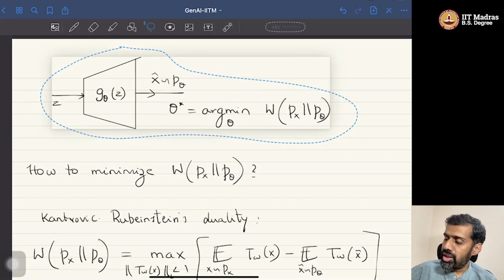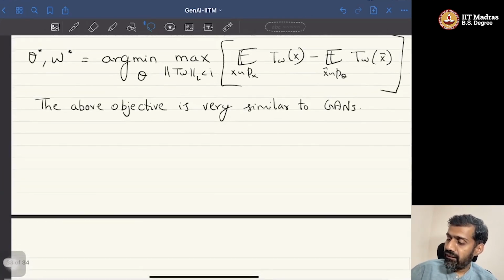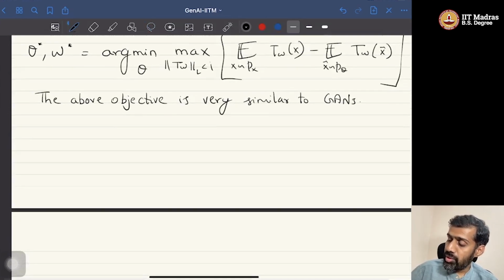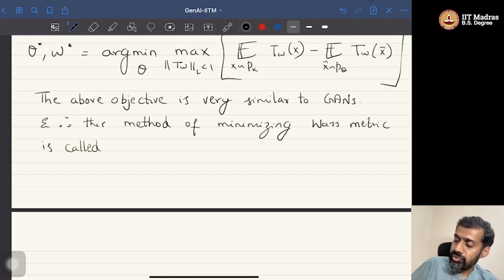So what happened to the final... similar to GANs, and therefore this method of minimizing the f divergence, Wasserstein metric, this method of minimizing the Wasserstein metric is called the WGAN.